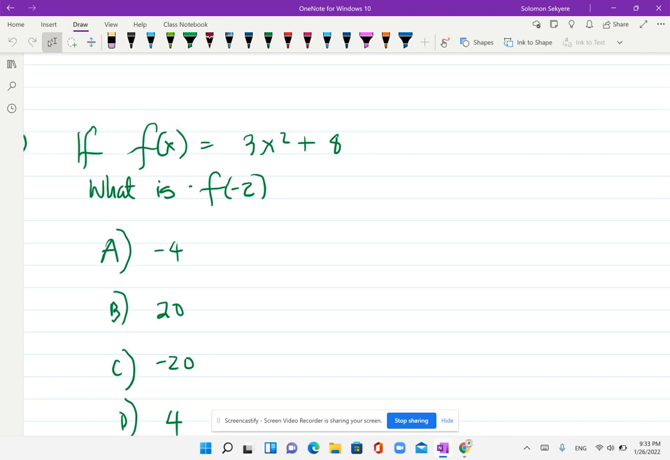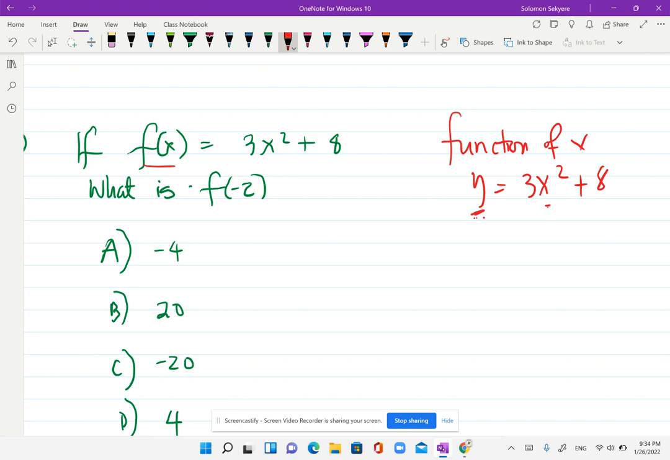Okay, this f of x just means function of x. So basically, in the xy plane we say y equals 3x squared plus 8, right? So y is a function of x. Y depends on x. That's why we write this f of x.